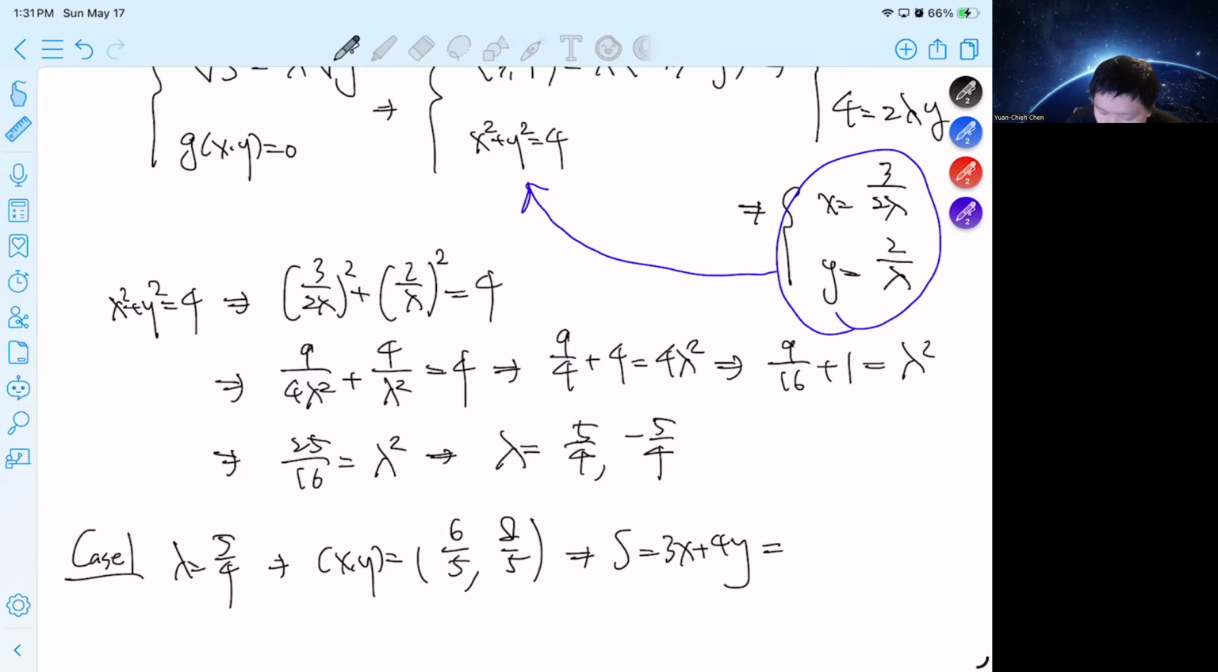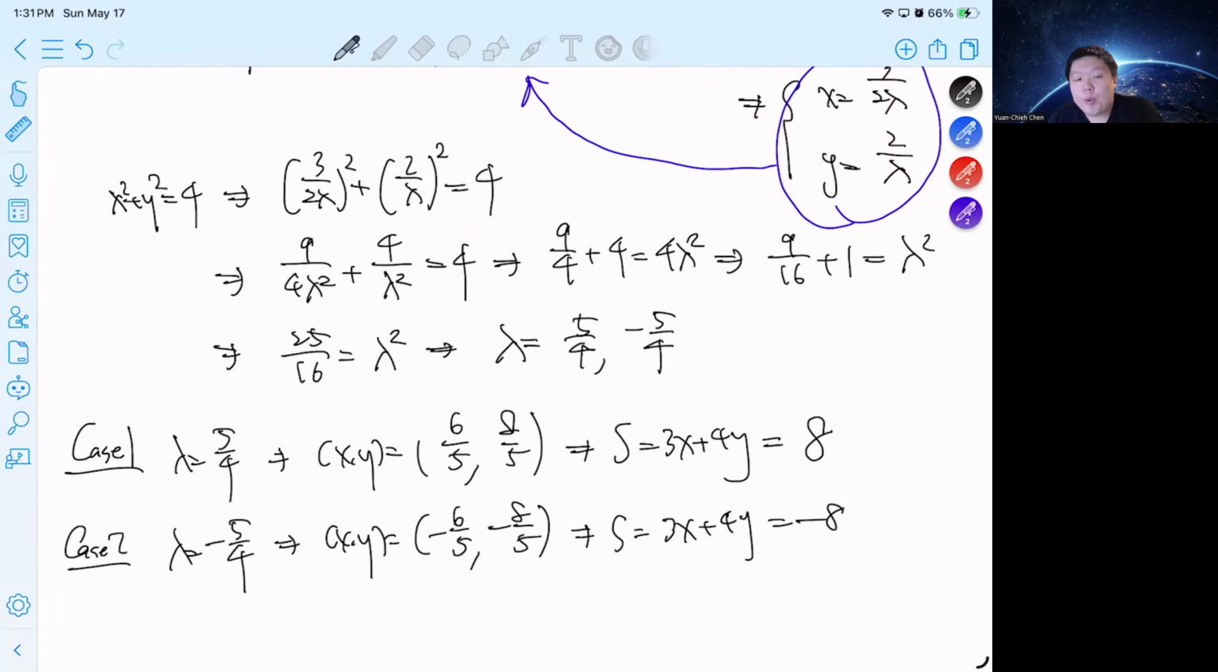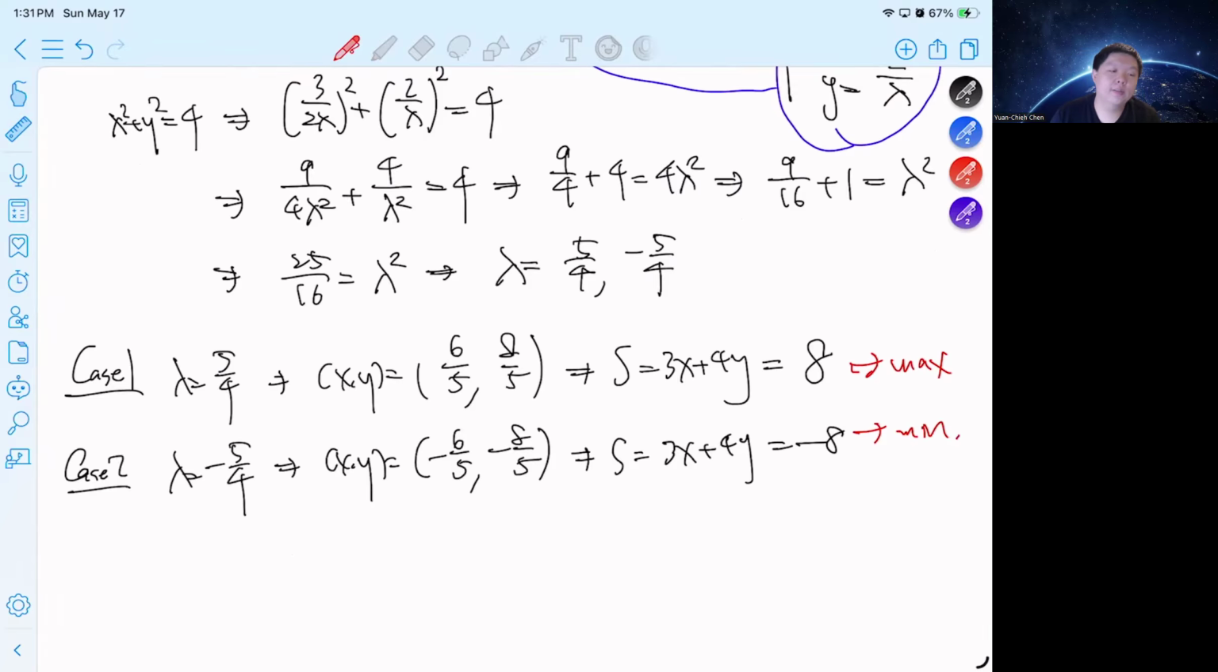Then case 2, where lambda equals -5/4. Everything should be negative, so (x, y) will be (-6/5, -8/5). So s, which is 3x plus 4y, will be -10. We just compare which one is bigger and which one is smaller, and then we're done. So the positive value is absolutely bigger, so this is the maximum, and the negative one is the minimum. We're done.